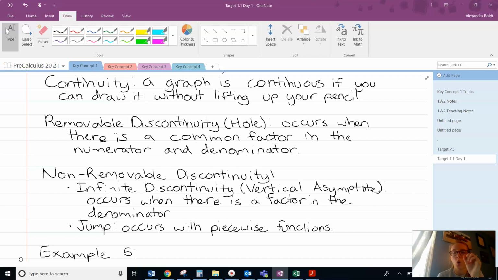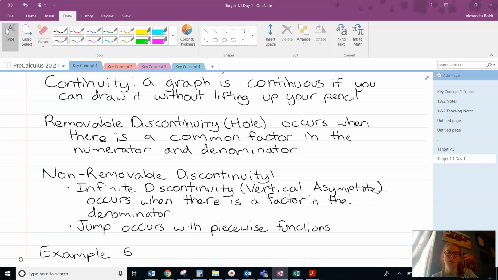That's the same as like a hole. So if you remember from rational functions last year, we had these like holes in the middle of our graph. So a hole occurs when there's a common factor in the numerator and the denominator. Okay, so if you have to like cancel out a factor from both the numerator and the denominator, that's a hole. We call it a removable discontinuity.